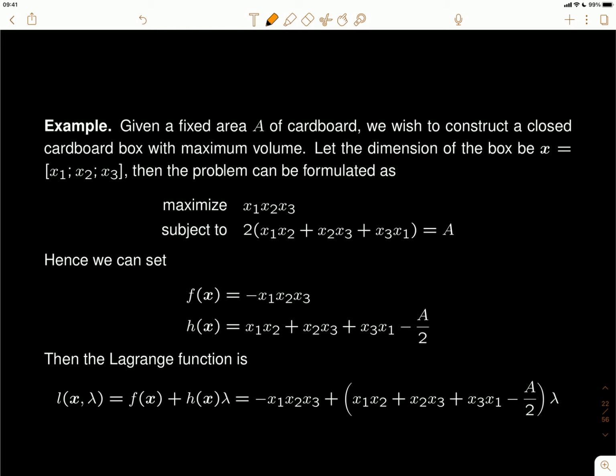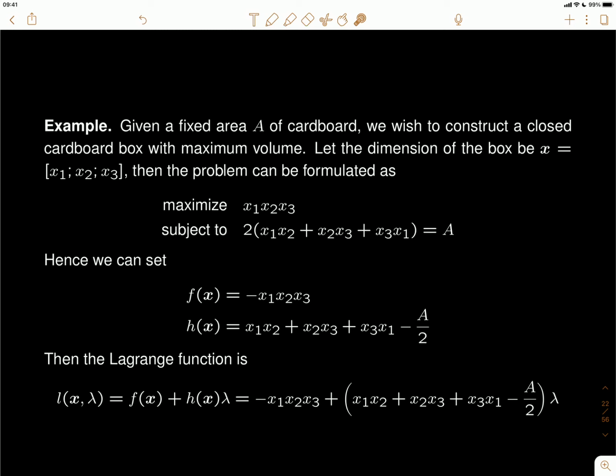We have a fixed area, specified as A. We have this A as the total area, the fixed area of a cardboard. And we want to make a cardboard box using this available material. I want to reach the maximum volume. Then the question is, how should we choose the size of this box? Apparently this is an optimization problem with a constraint, where the total area has to be less than or equal to A, or has to be equal to A.